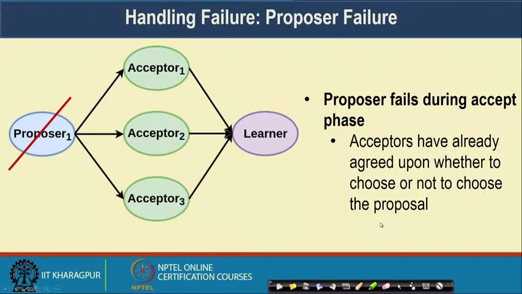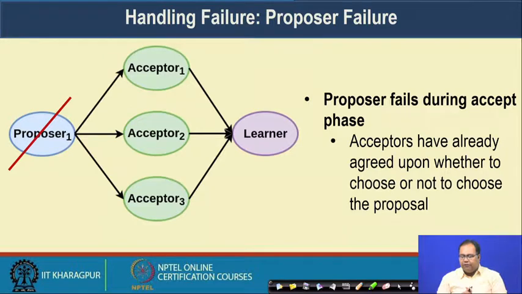Now, if the proposer fails during the accept phase, the acceptors have already agreed upon whether to choose or not to choose the proposal based on the majority vote. They have shared the majority vote among themselves, and from there they can find out whether the proposal has been accepted or not.